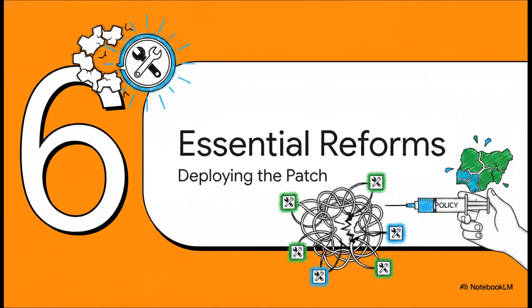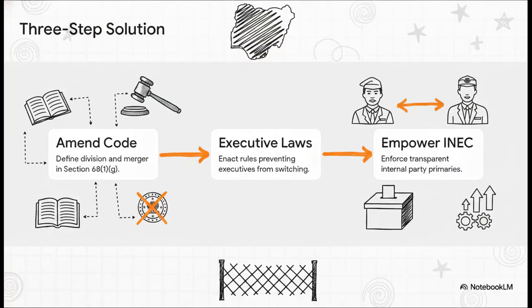Finally, Section 6, Essential Reforms for Stability, Deploying the Patch. So here is the three-step UI/UX solution to finally debug our democracy. Step 1, a constitutional amendment. We absolutely must hard-code the precise definitions of division and merger into Section 68(1)(g). Politicians can no longer be allowed to manufacture fake crises just to jump ship.